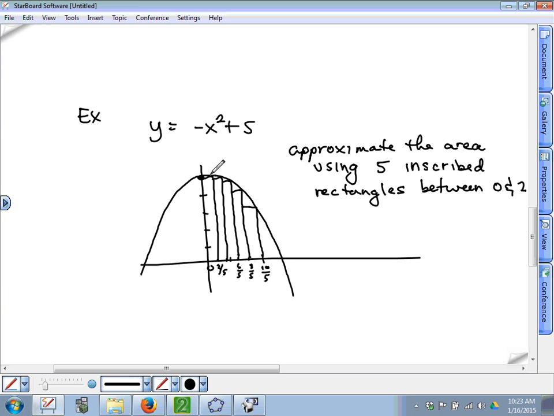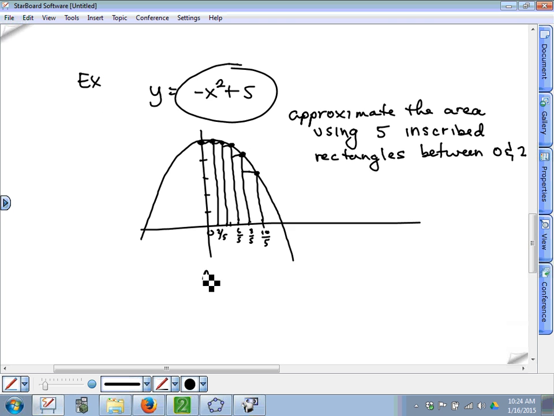Aren't each of these right-sided endpoints all on the function? So how would you find the value of the function if you know a specific x value? If you know an x value, how do you find a function value? Plug it in the function. And what is the function? Y equals x squared plus 5.